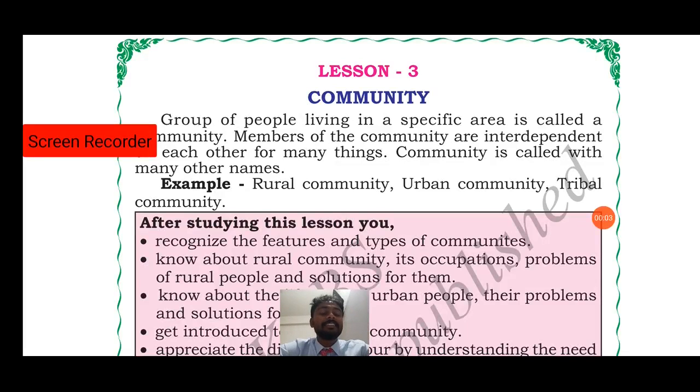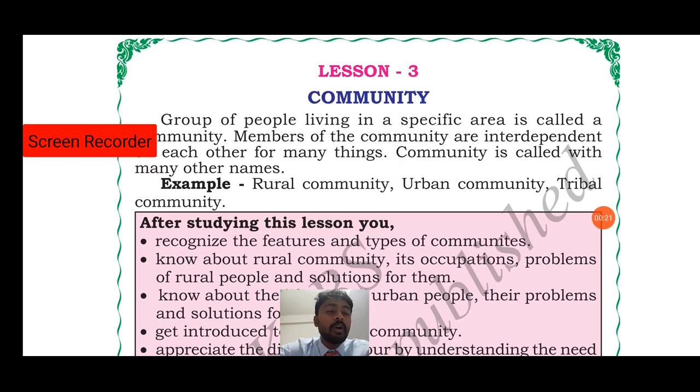Now today I will start a new lesson. Lesson number 3, community. A group of people living in a specific area is called a community. So what do you mean by community? It is a very important question.